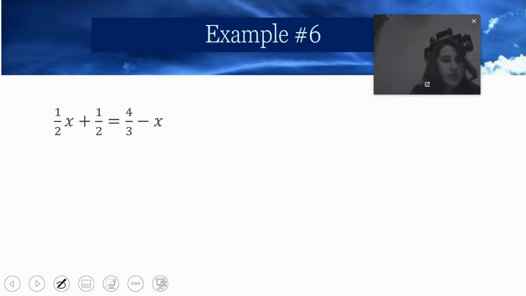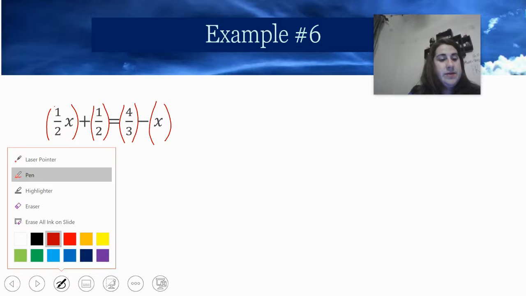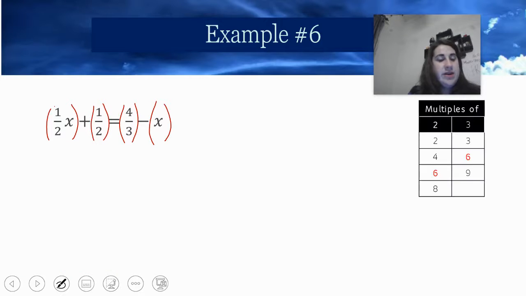Okay. First step you should have done: put a parentheses around each term. Second step: found your common denominator. Oh, and put the x over 1. Did you find that the common denominator is 6? Next step, we're going to multiply each term by 6.